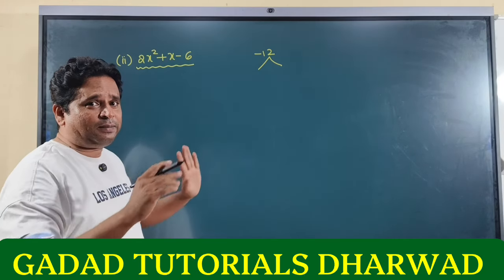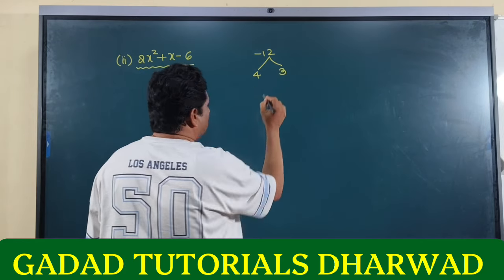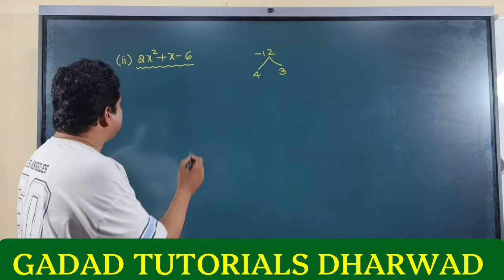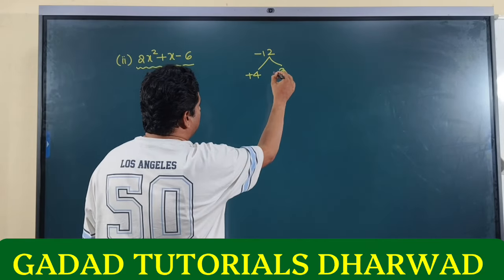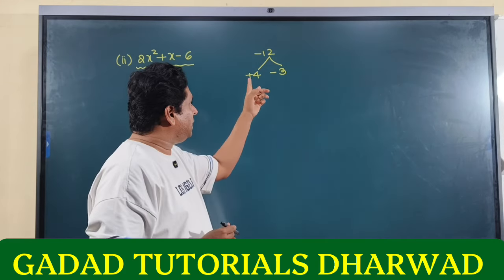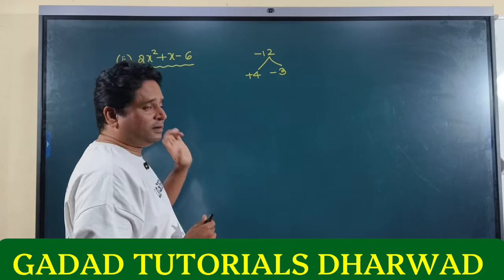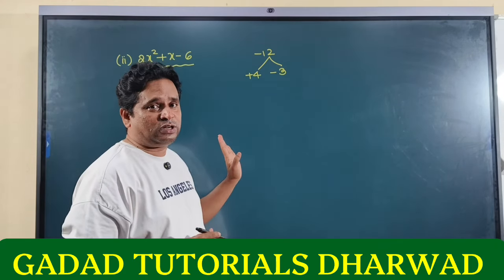Like that you have to split that -12. See how I am splitting. 4 threes are 12. What is the middle factor sign here? Plus. So greater integer plus. Plus into minus is minus. +4 into -3 is -12. +4 - 3 is +1. Right? This is how you have to take the sign. You never get confused, children, here.